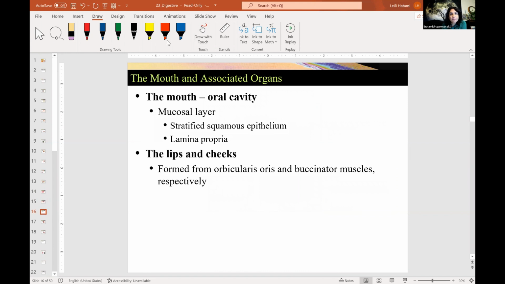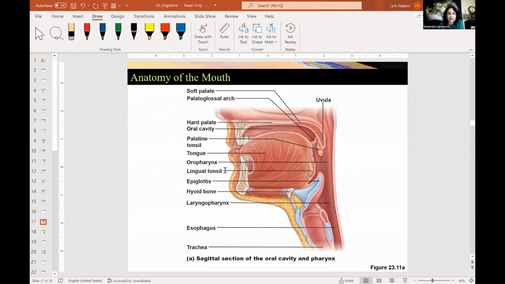Okay, let's look at the mouth, because the mouth or oral cavity is the first organ of our alimentary canal. The mouth is lined with the mucosal layer composed of epithelium and lamina propria. The epithelial tissue lining the mouth is a stratified squamous epithelium. Lips and cheeks make the boundaries of the oral cavity. The lips are formed from the orbicularis oris muscle, and the cheeks are formed by the buccinator muscle, which are skeletal muscles.